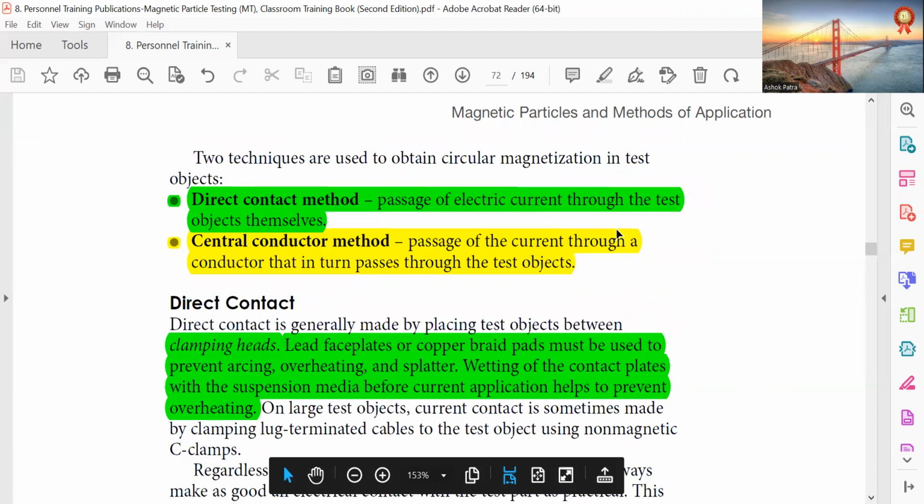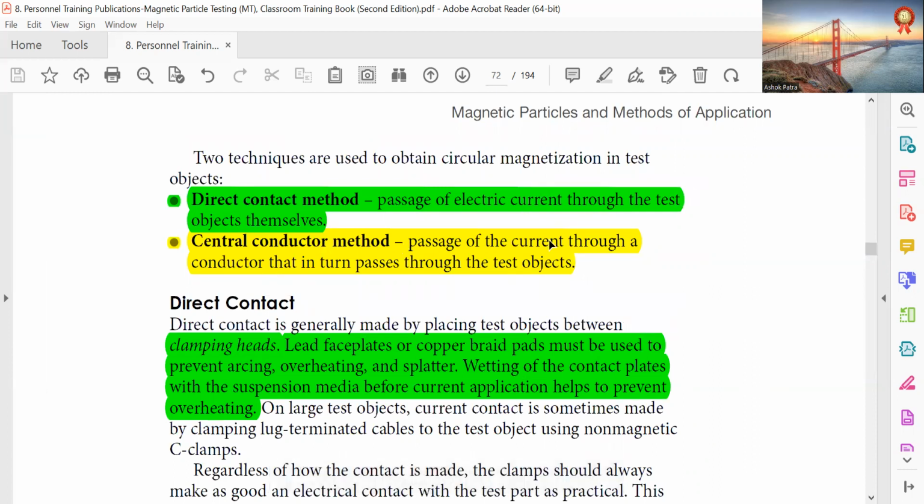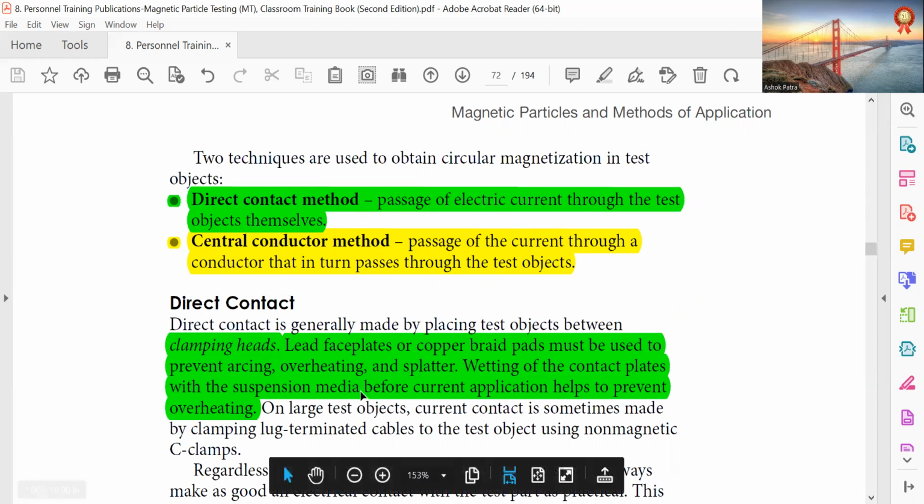Direct contact method: passage of electric current through the test object itself. Central conductor method: passage of current through a conductor that in turn passes through the test object. Clamping heads, lead faceplates or copper braid plates must be used to prevent arcing, overheating and sputter. Wetting of the contact plates with the suspension media before current application helps to prevent overheating.